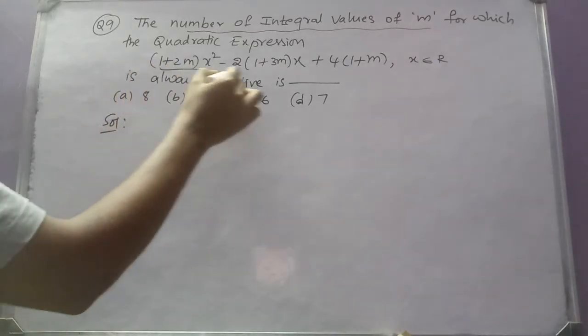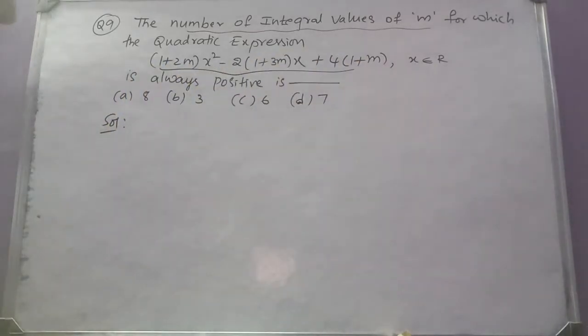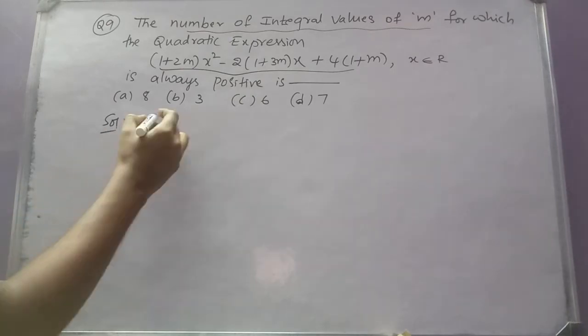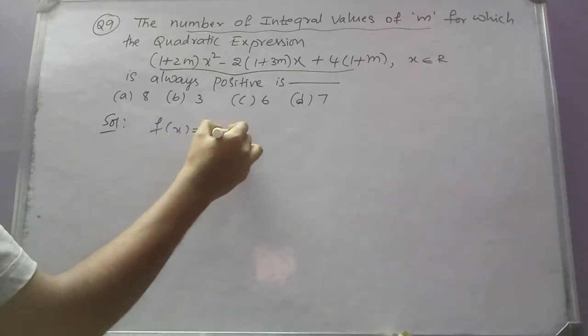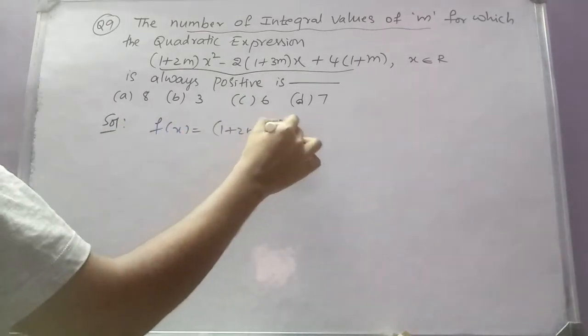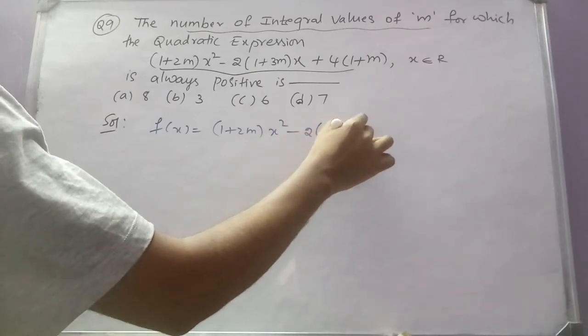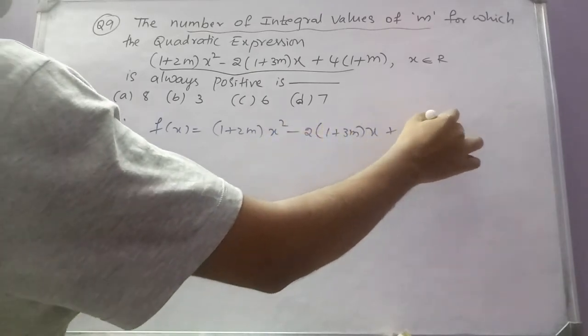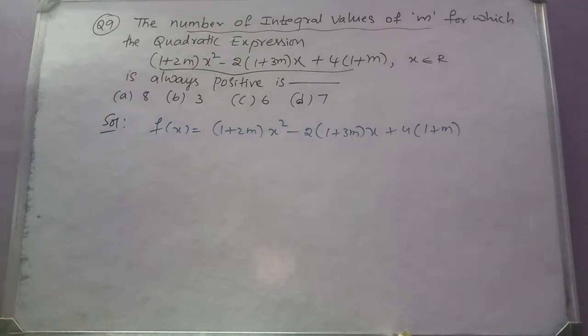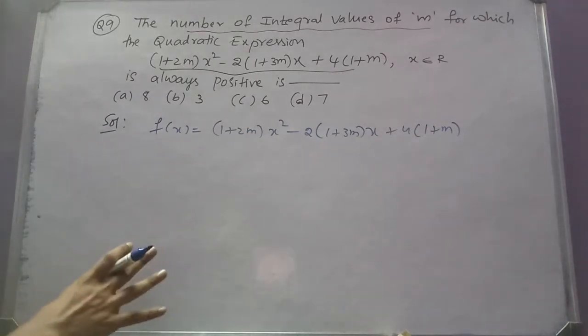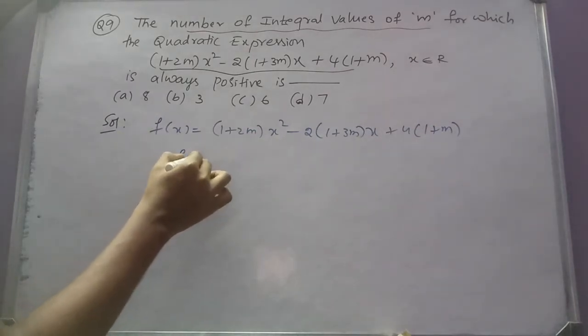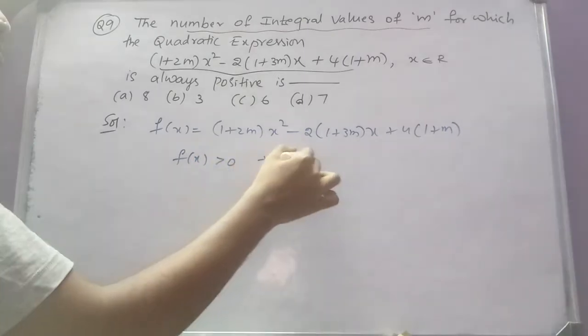Let us consider the given quadratic expression as f of x. So let f of x is equal to 1 plus 2m into x square minus 2 into 1 plus 3m into x plus 4 into 1 plus m. He is telling us that this f of x is always greater than 0 for all x belongs to R.